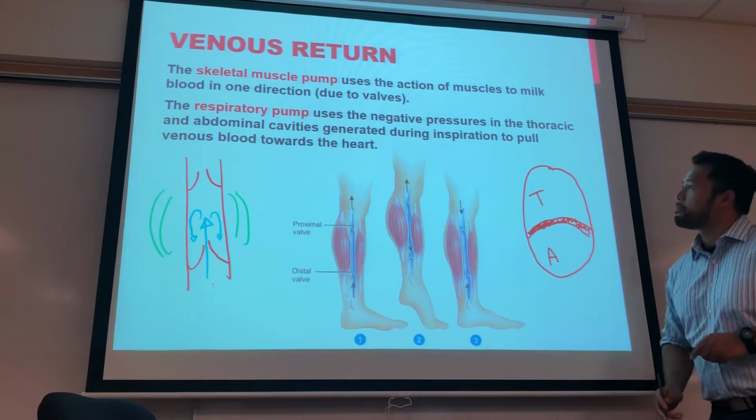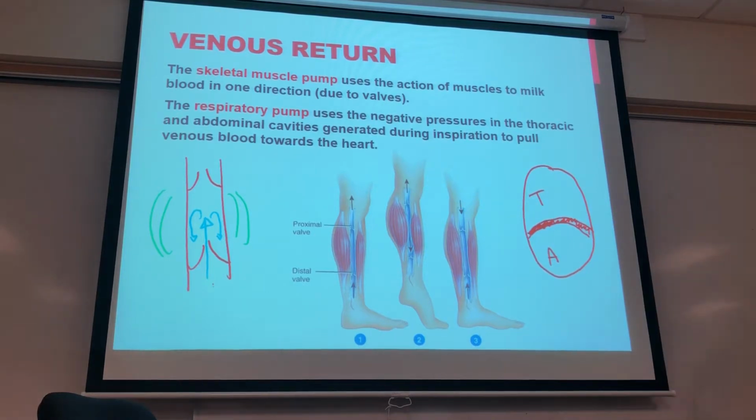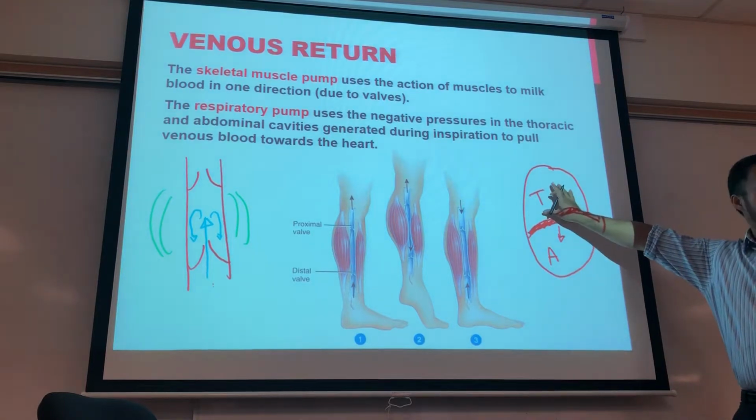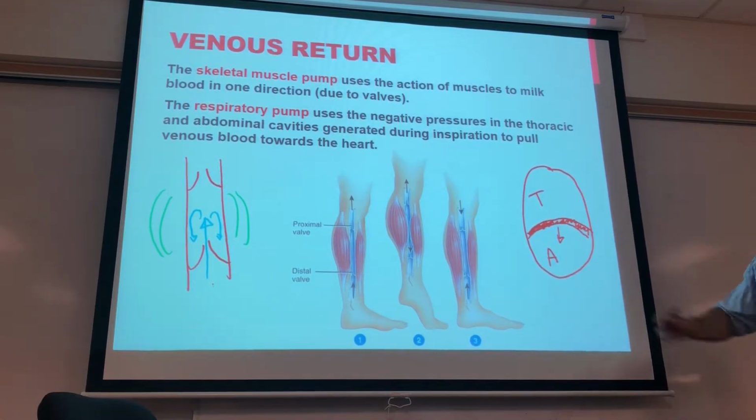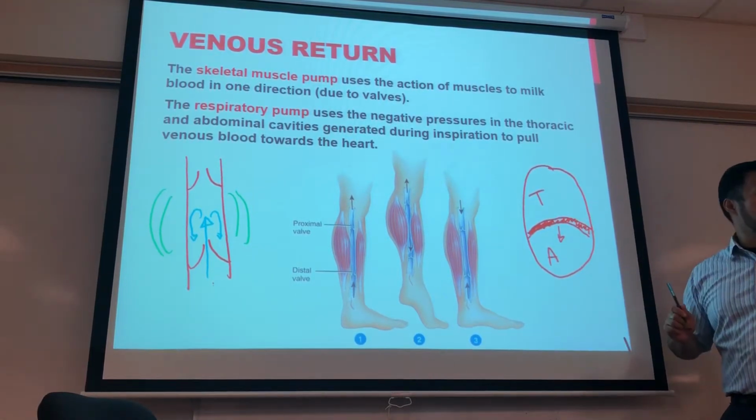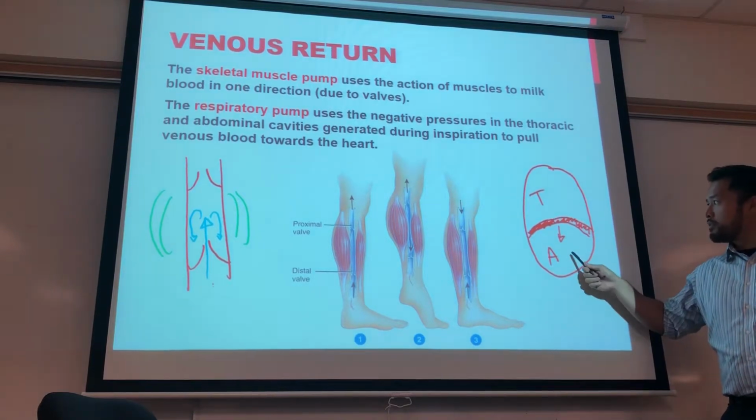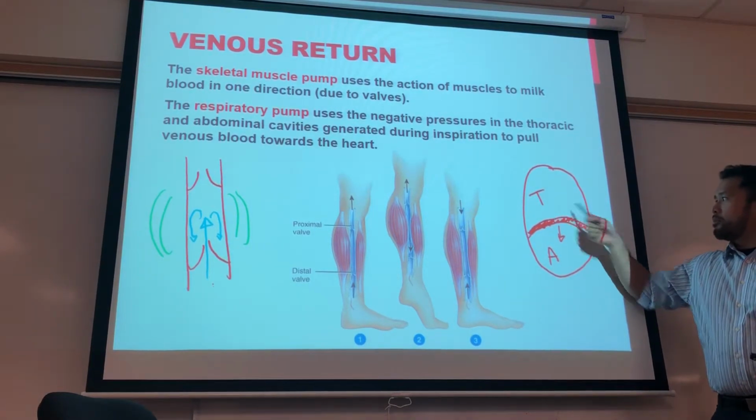And just a simple action of breathing is going to help assist in blood return. Something we'll be able to describe in more detail on Thursday, or maybe even more so next Tuesday, is that during inhalation, the diaphragm will contract and move down. So during inhalation, that's going to increase abdominal pressure and decrease thoracic pressure. Again, blood wants to move from high pressure to low pressure. So that's going to help move blood flow up.